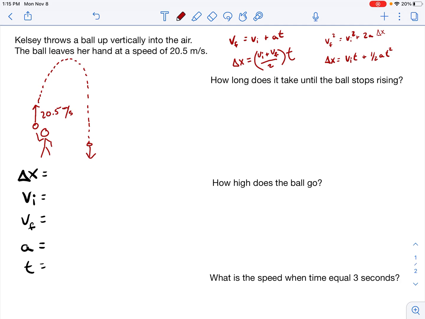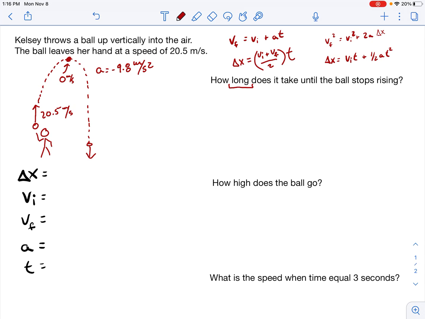What other information can we get here? Well, the first thing I want to note is that at the very top of this path, the ball is going to be traveling with a speed of 0 meters per second. And since the ball was in the air, we know that it's always going to be feeling an acceleration equal to that of gravity, which is negative 9.8 meters per second every second, or we can say meters per second squared. All right, so far all I've done is draw what's going on in the problem. And now what I'm going to do is start figuring out what the questions are even asking me for.